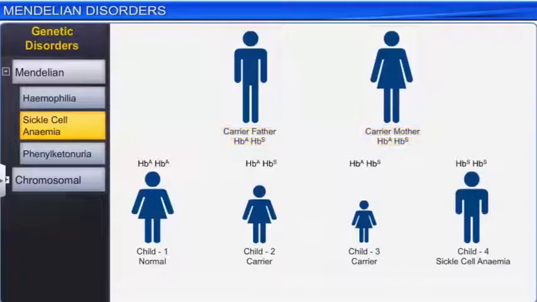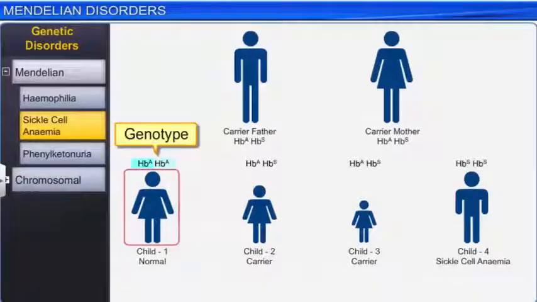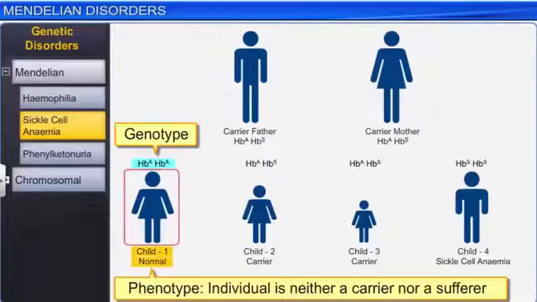The disorder is controlled by the two alleles HBA and HBS. These alleles can form three genotypes, namely HBA-HBA, HBA-HBS, and HBS-HBS. Of these, homozygous individuals with genotype HBA-HBA are neither carriers nor sufferers.